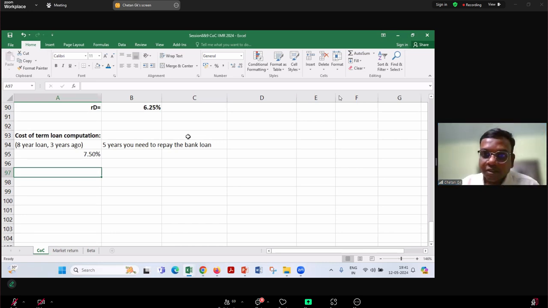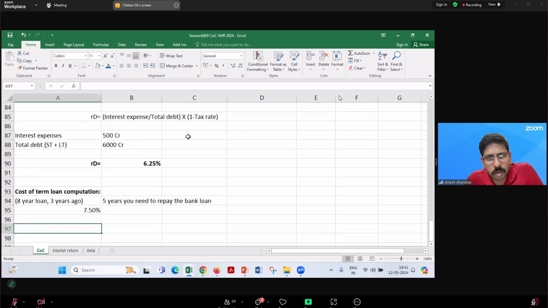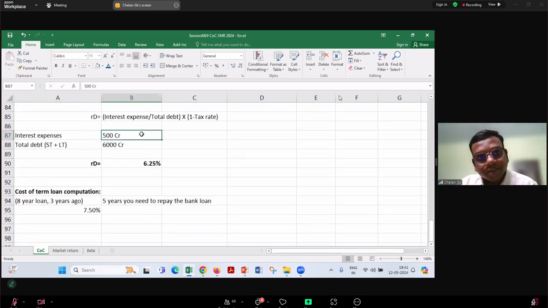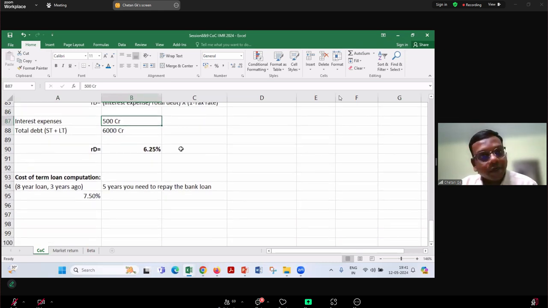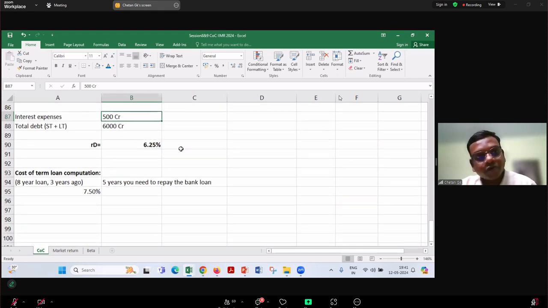Yeah, Dinesh sir, go ahead. Sir, will it not be the same as the formula which you've written for the cost of debt? The interest expense by total debt into 1 minus tax rate. This can be done. Okay, this is one way, one method of doing it. One way of looking at it is this. But do we have any other better ways of doing it for term loans? Think about it.